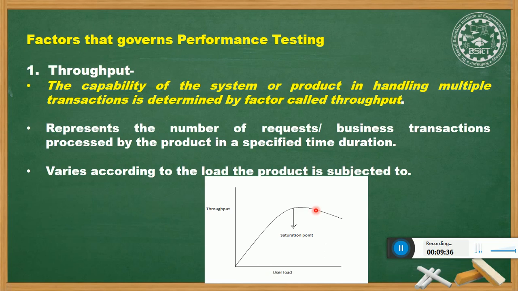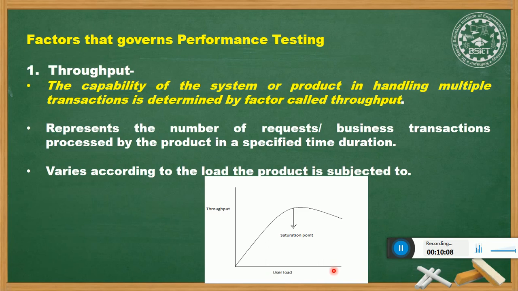That means the response time increases. So obviously this will slow down the performance of the system. That is, the throughput comes down. Throughput represents how many business transactions can be serviced in a given duration for a given load.